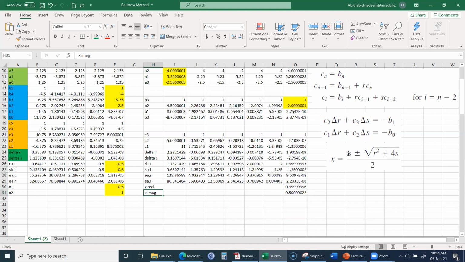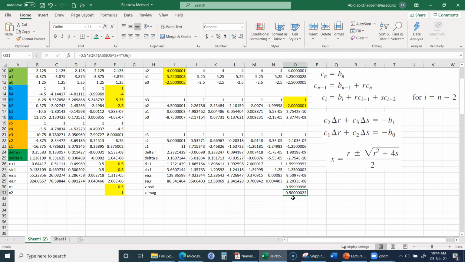So the real part of the root is R divided by 2. Simply take this value of R, and then you divide by 2. So that will be the real part of the root. And then the imaginary part of the root will be the square root of the absolute value of R squared plus 4S, so that it becomes a positive value, and then you will take the square root and then divide it by 2.